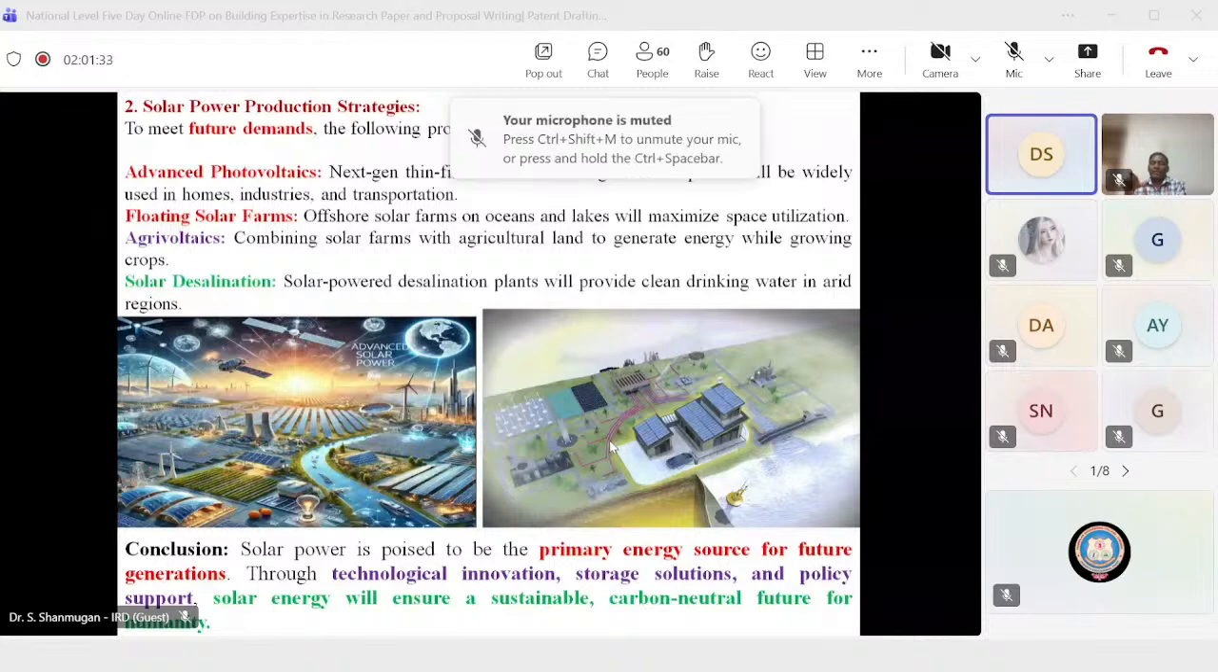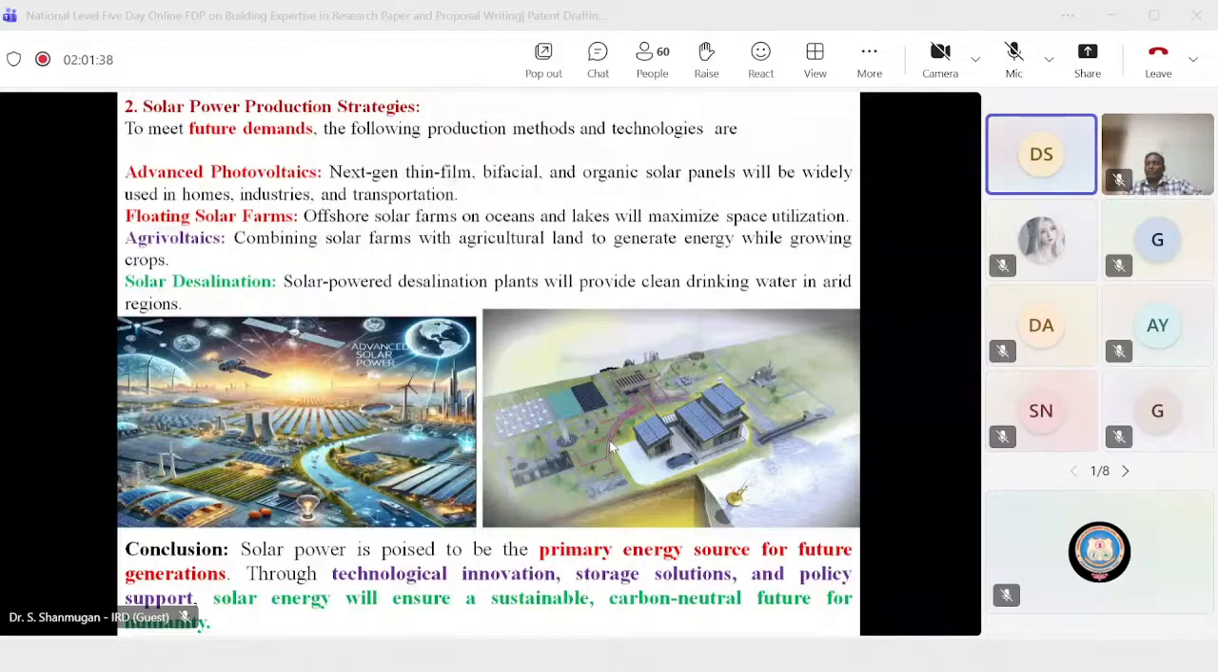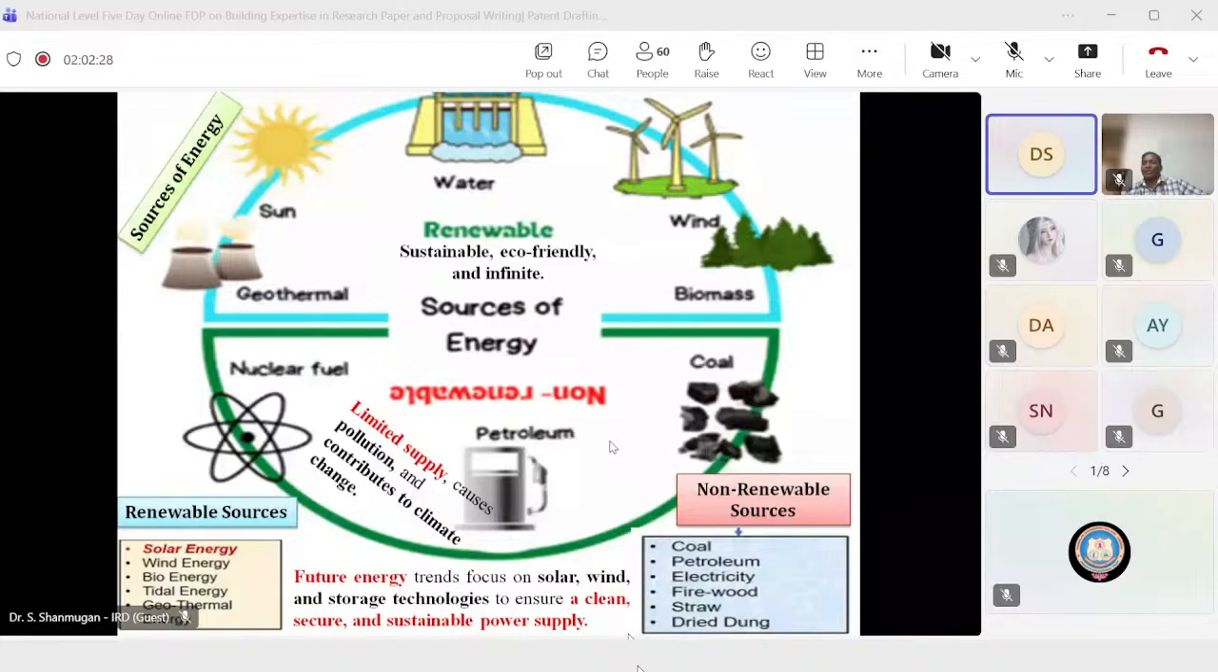Finally, in overall conclusion: primary energy sources, future generation, technology innovation, storage solutions and policy support. You can improve all of this by interacting with water, wind, biomass, coal and petroleum, nuclear fuel and geothermal, that is, all these sources of energy.